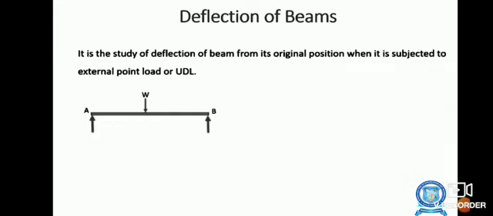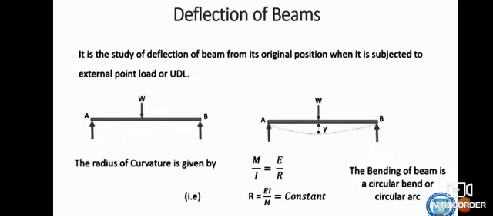So what happened? You can see the second diagram. The point load W will act, and the simply supported beam will form a curve. That curve is called deflection. We call the symbol Y. The formula for radius of curvature is given by M divided by I is equal to E divided by R. The bending of beam is a circular bend or circular arc.